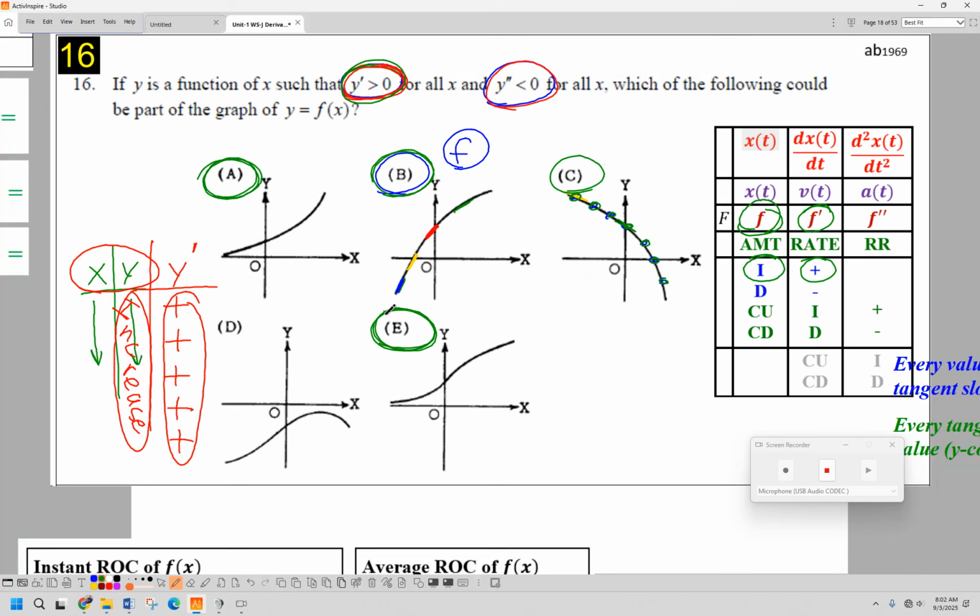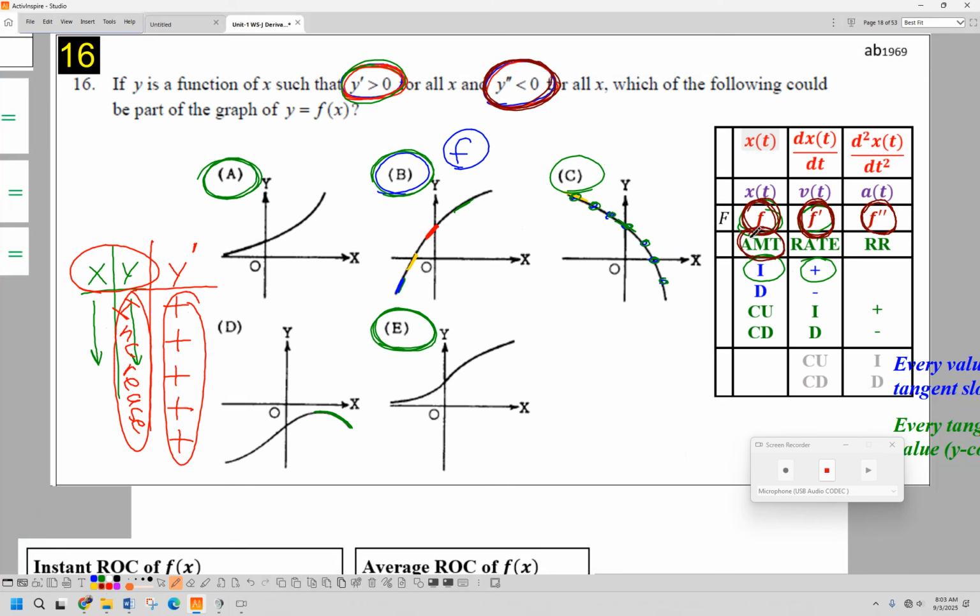D can't be true either because D has a section where it goes down. Then I go on to the next clue, which is that the second derivative of my xy pairs has to be negative. So I look at Danica's chart. Danica's chart has 3 columns relating the function's xy pairs to the rate at which those xy pairs change, to the rate at which the rate actually changes. That's what these words are for.